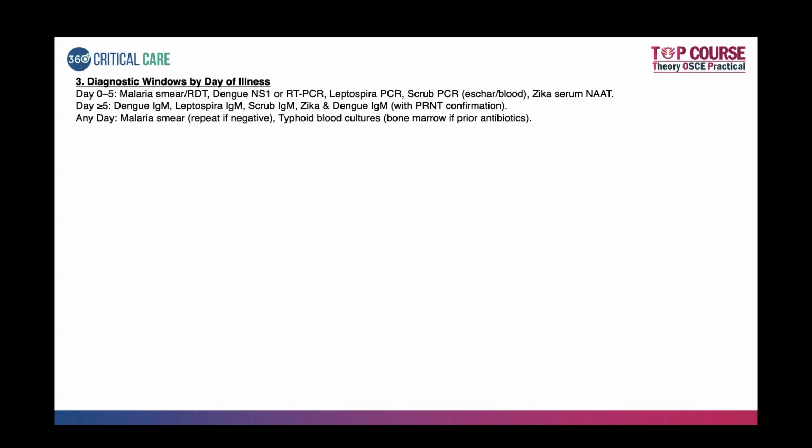Another important thing to know about is PRNT, the plaque reduction neutralization test. It was done mainly in patients with Zika. Many times there can be co-infections which can be missed, so PRNT can help you identify and differentiate between Zika and dengue. For typhoid, the gold standard is blood cultures, and if there is prior antibiotic exposure, you can go with bone marrow cultures if feasible.